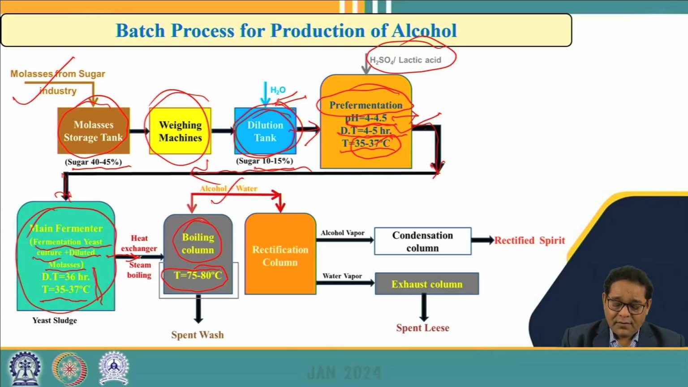And from the top, we see alcohol and water vapors coming out, and whatever wastewater comes out from the bottom is termed the spent wash. So this entire water vapor along with the alcohol vapors goes to the next unit, which is called the rectification column.